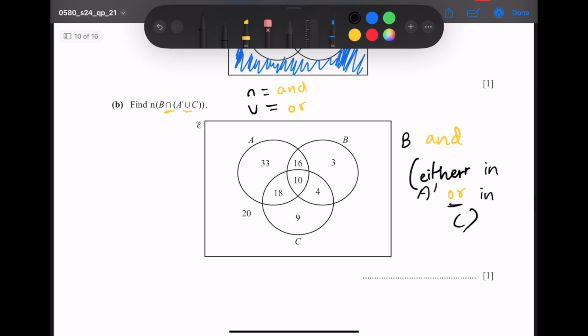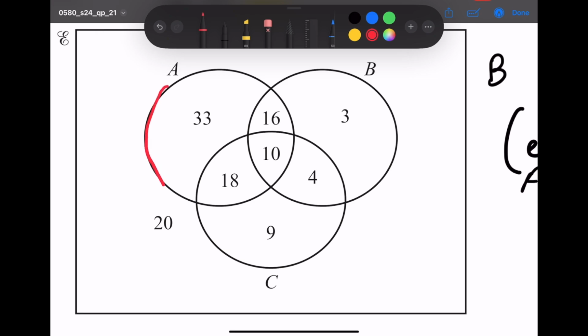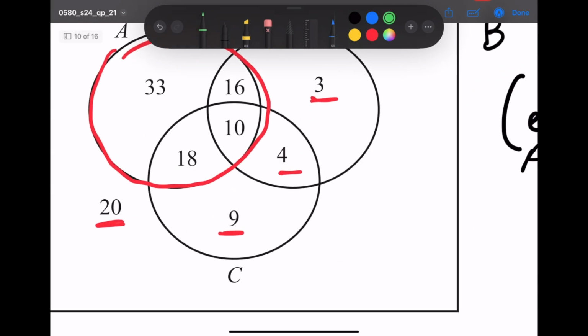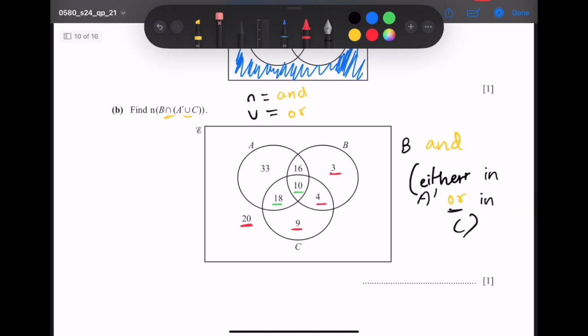So in this case, we can first find the inner bracket, which is A prime union C. So the elements that are either not in A or in C. So all the elements that are not in A, where A is this circle over here, are 20, 9, 4, and 3. Simple enough. Now the question is asking for either A prime or in C. C is defined as this green circle over here. So C has 9 and 4, which are also in A prime, but it also has 18 and 10, which are not in A prime. So the total elements selected so far are these 5, since they are either in A prime or in C.